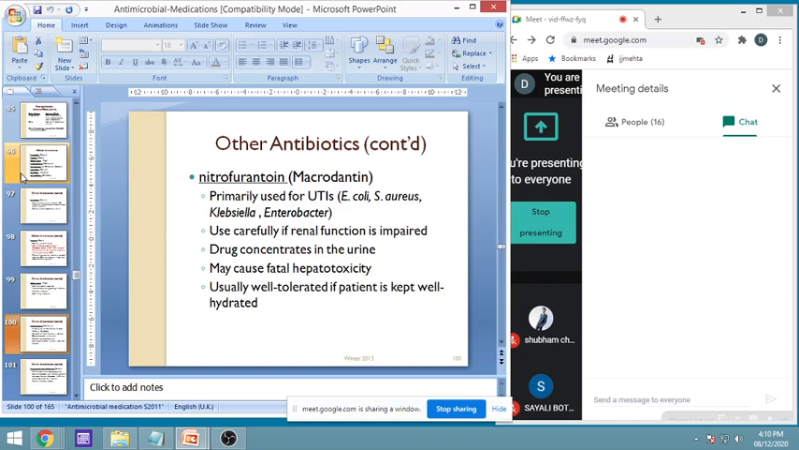Then next is nitrofurantoin. It is primarily used for urinary tract infections caused by E. coli, Staphylococcus aureus, Klebsiella, and Enterobacter. It has to be used carefully, particularly where renal function is impaired. The drug gets concentrated in urine. See, mind well, always remember one thing. This is how the application of logic comes in. Even you should remember it.